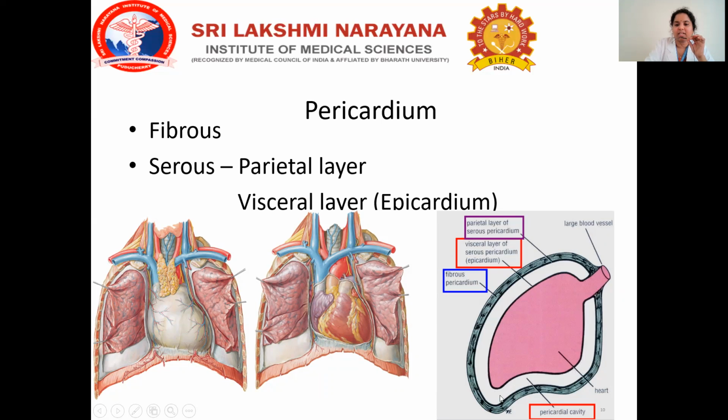The pericardial cavity contains a thin layer of fluid called pericardial fluid. The average amount of pericardial fluid within this cavity is about 50 ml. If excess fluid accumulates, it leads to a condition called pericardial effusion. Inflammation of the pericardial serous layer leads to a condition called pericarditis.